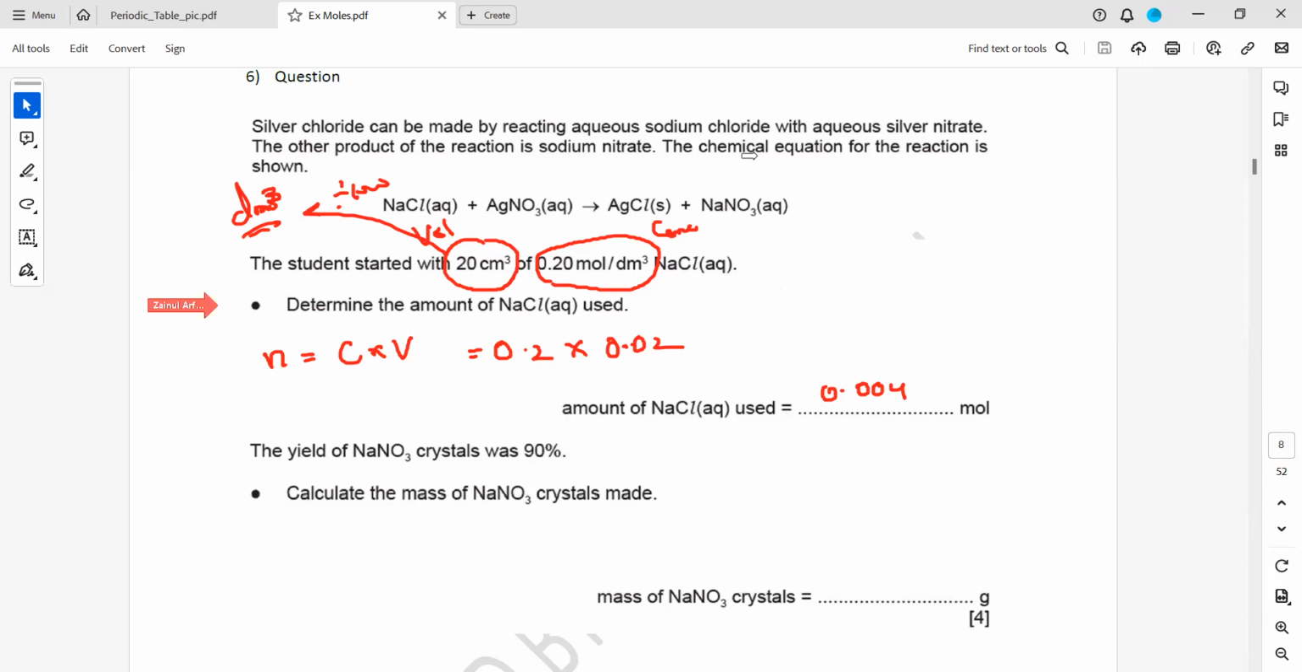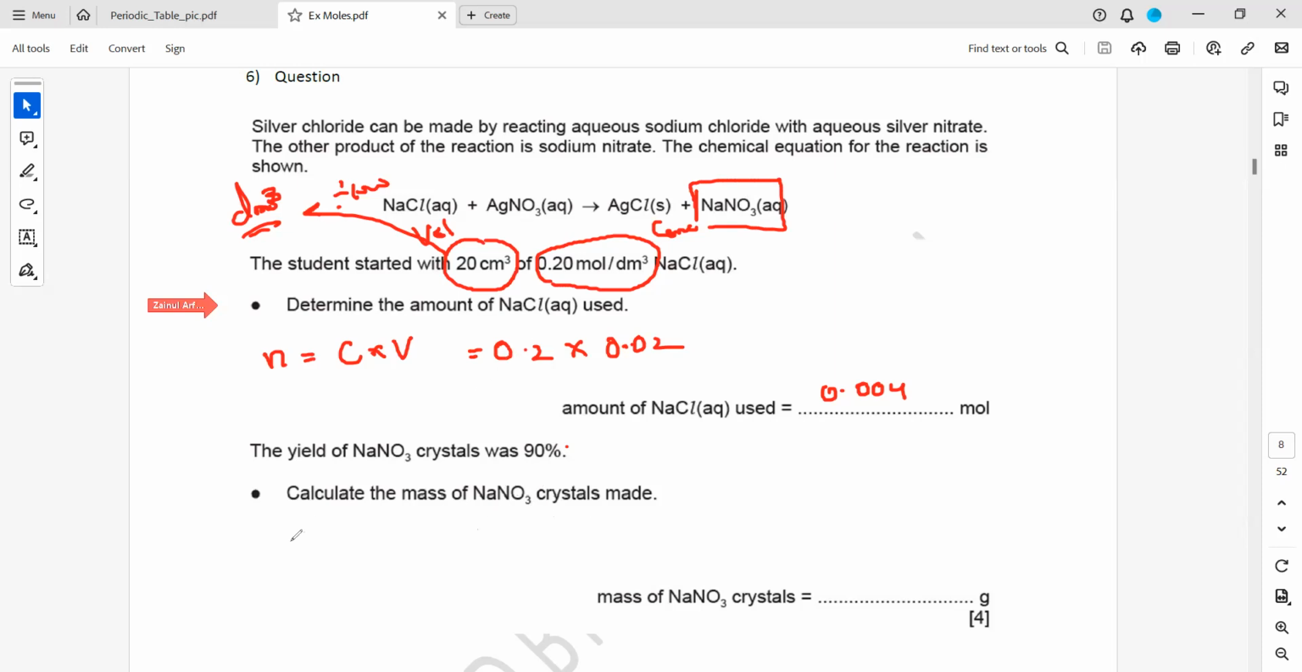Now, the second part, we need the mass of sodium nitrate. But we don't have any information about sodium nitrate. So first we should know the moles, and then from moles we'll work out the mass. How to work out the moles of sodium nitrate first?